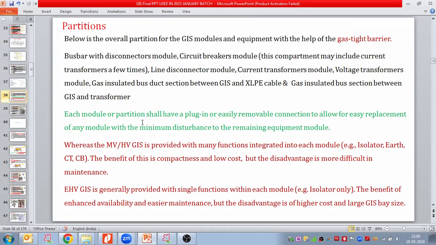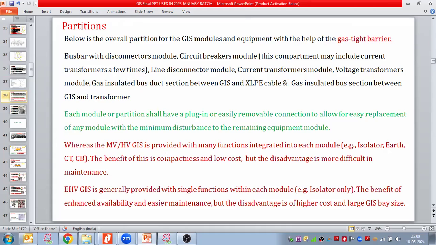So each module or partition will have plug-in or easily removable connections to allow for easy replacement of any module with the minimum disturbance to the remaining equipment modules. It means they have plug-in type or removable connections so that the controller can easily be connected.